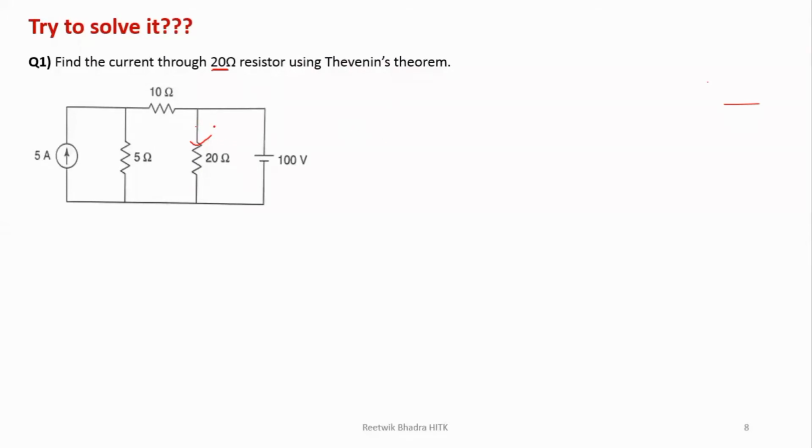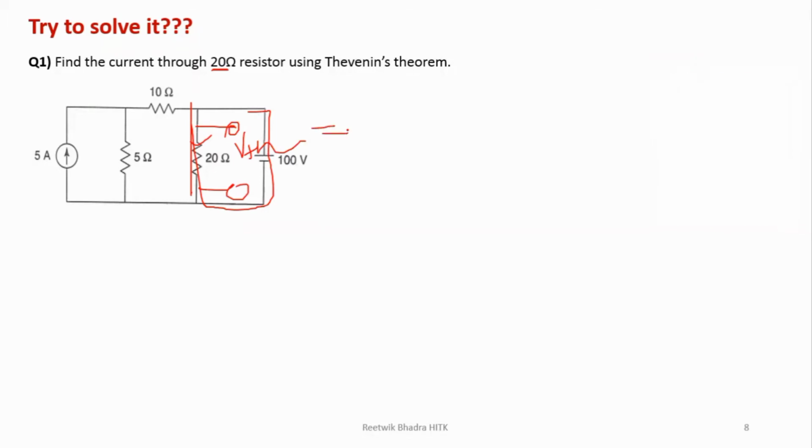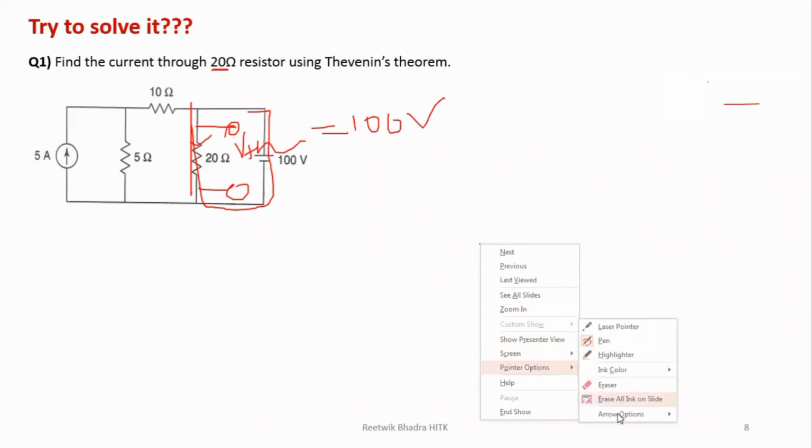Because we are opening this, we will find out VTH over here, and this 100 volt is connected in parallel to this path. So obviously your VTH will be 100 volt. Correct. Okay. So VTH will be equal to 100 volt. Exactly. Okay. Next is.